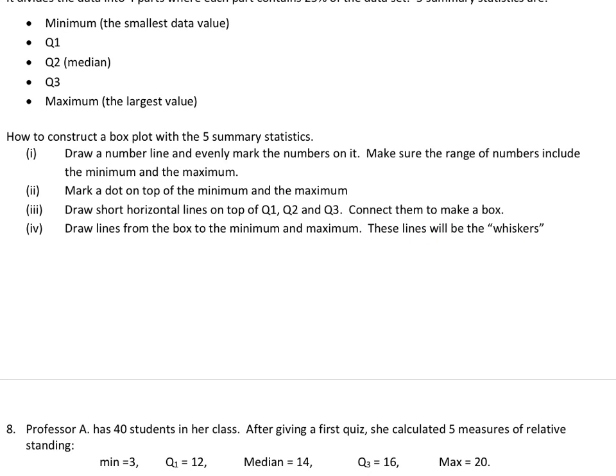So let's see. The box is going to look something like this, right? Again, it depends on what the numbers are. So this is going to be minimum, maximum, Q1, Q2, Q3. So I pick the minimum, I pick the maximum. Part 3 says draw a horizontal line on Q1, Q2, Q3. Connect those lines to form a box, and then the last step is to draw a line out to the minimum and maximum.